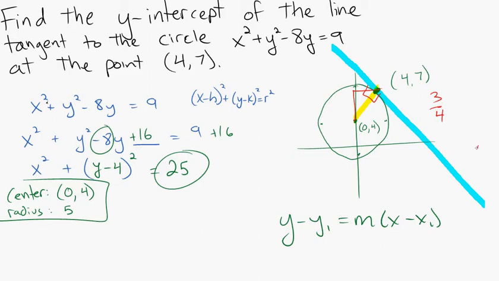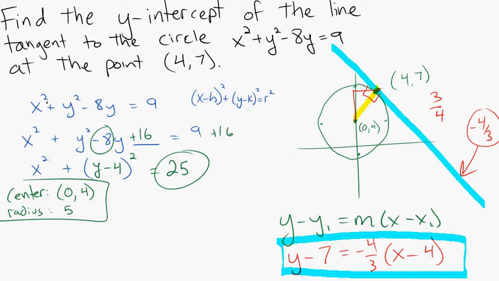So what's the slope of this turquoise line going to be? The yellow from left to right is going up, so it's going to be positive. But the turquoise from left to right is going down, so it's going to be negative. So y minus 7 equals negative 4/3 times (x minus 4). That's the equation of this turquoise line.